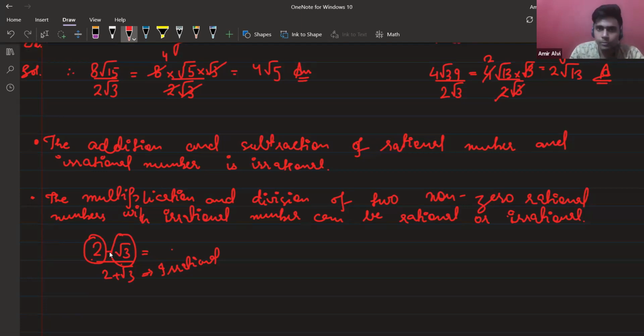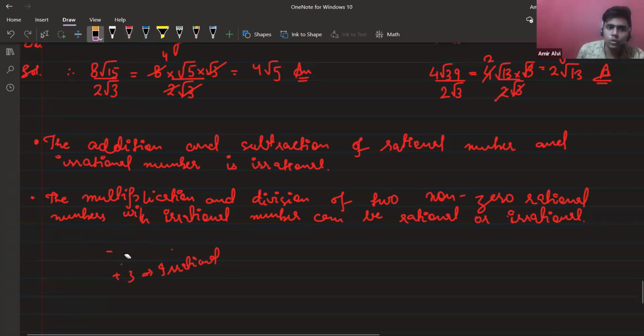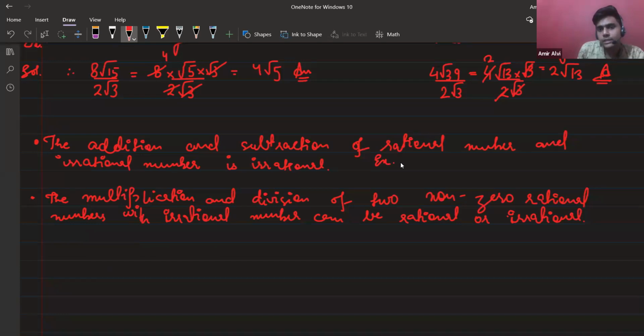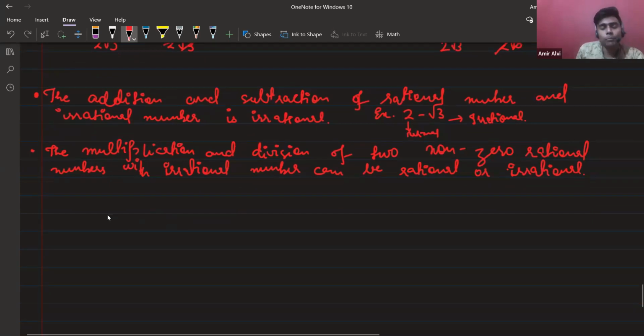Always irrational. Yes or no, Simrat? Okay, have you got the first point here? Let me write one example here so that you understand very properly. Example is 2 minus root 3. Basically, this is rational and this is irrational. Write down on the notebook as well. So Simrat, next let's understand the second point.